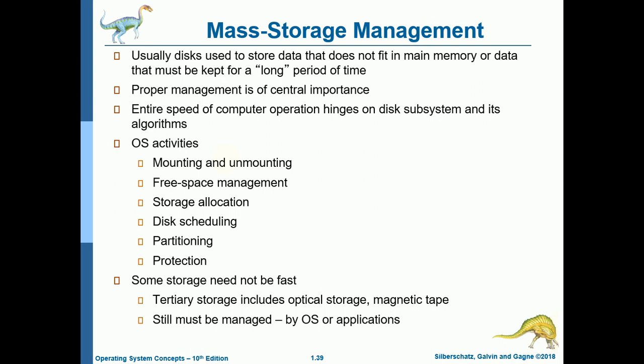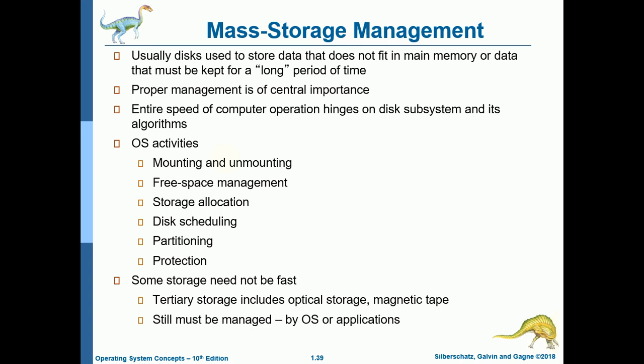Okay, next is we have mass storage management. Usually, disks are used to store data that does not fit in main memory or data that must be kept for a long period of time. So mass storage is non-volatile because even if there is no power, the data is still stored there. And then proper management is of central importance. As I've said, for proper management, you should conduct defragmentation at least monthly. And then the entire speed of computer operation hinges on the disk subsystem and its algorithms.